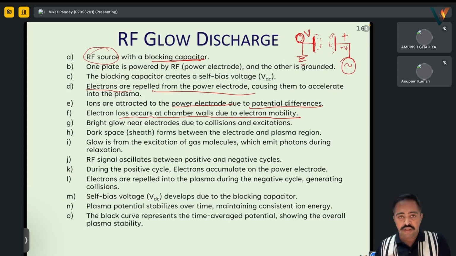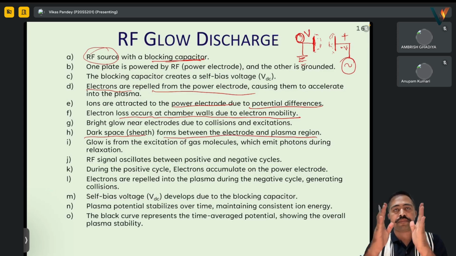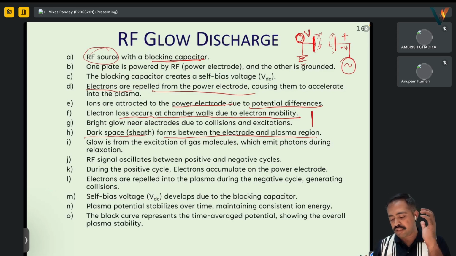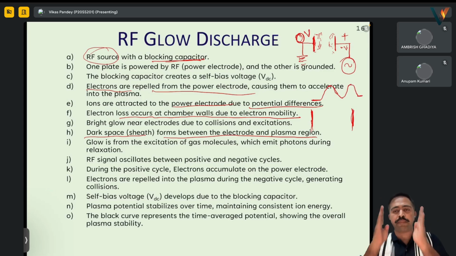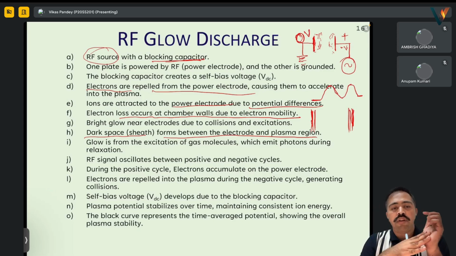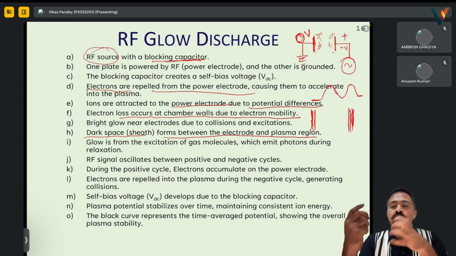And in this case, a dark space forms between the electrodes and the plasma region. We will see the glow profile like this: if these two are the electrodes, there will be a dark region, high glow, lower glow, and then again high glow, and then a dark region. A separation occurs at this point, near the two electrodes, where you will see a small dark space that is called a sheath, which forms between the electrode and the plasma region.